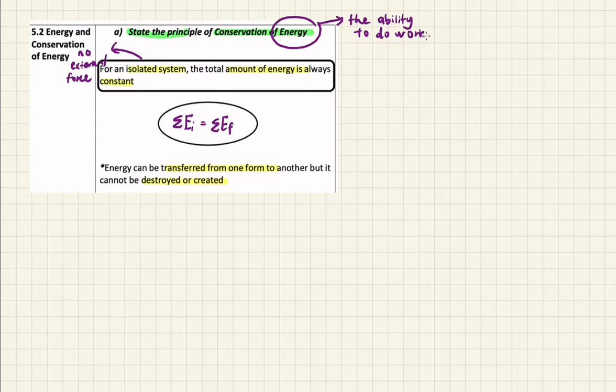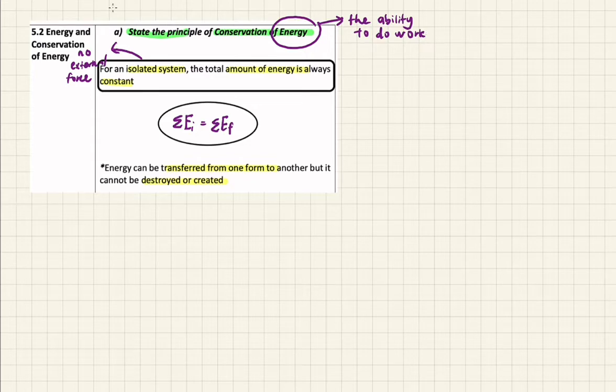So energy is the ability to do work, and the principle of conservation of energy states that in an isolated system, that means a closed system or no external force, the total amount of energy is always constant. Maksudnya the total initial energy is equal to the total final energy. So energy can be transformed from one form to another, from kinetic kepada potential, tetapi energy tak boleh tiba-tiba hilang, tak boleh tiba-tiba musnah. So this is the conservation of energy.